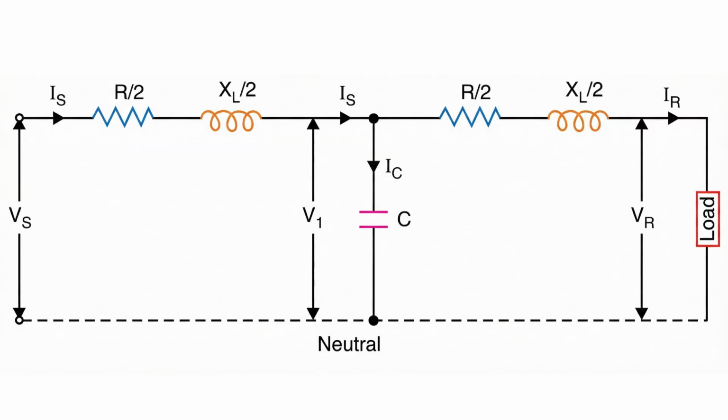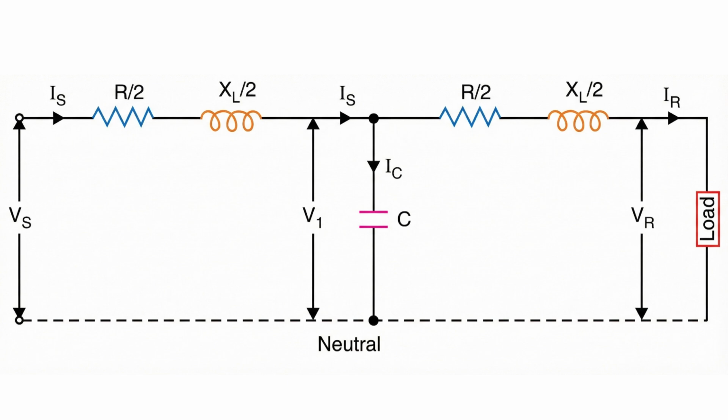In this method, the entire line capacitance is assumed to be concentrated at the midpoint of the transmission line, and the total line resistance and total inductive reactance are divided equally, half placed on one side of the midpoint and half placed on the other side. So effectively, the line looks like this.